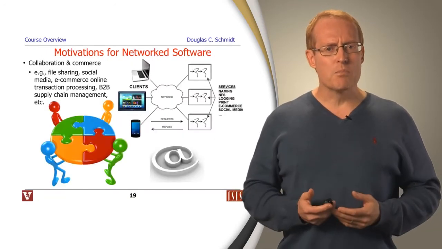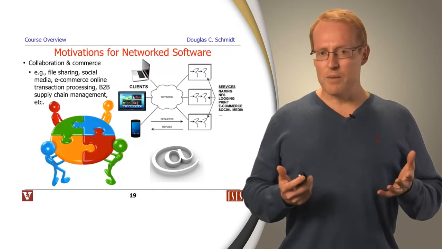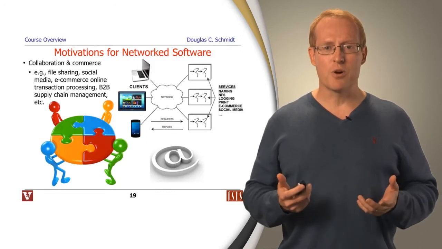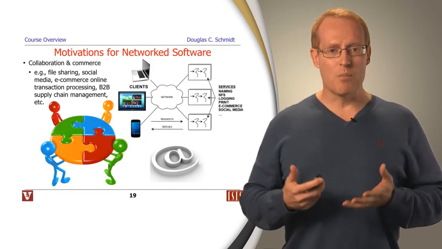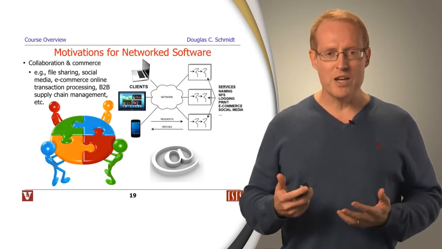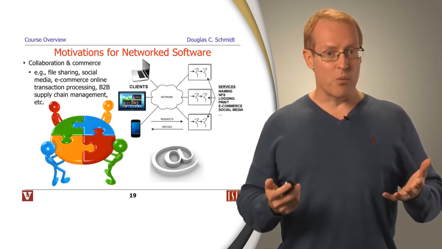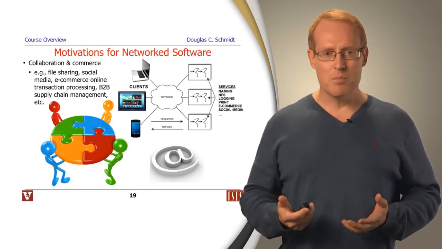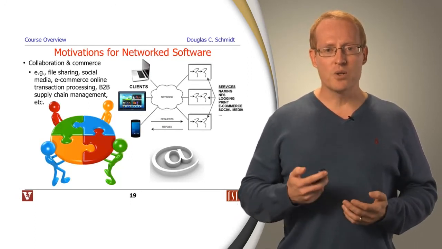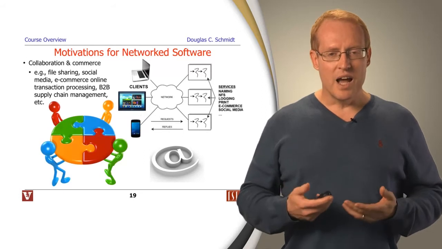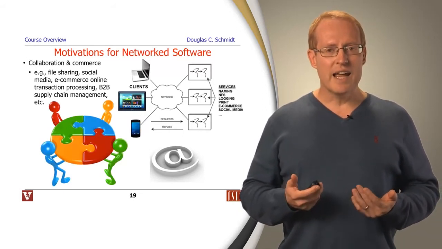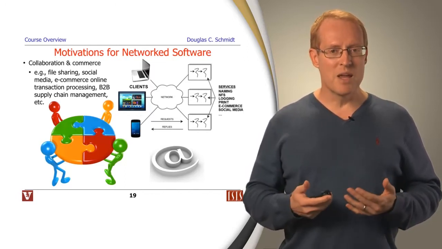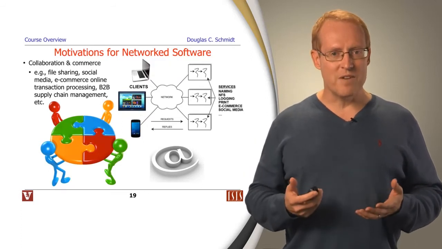Let's now talk about motivations for networked software. One of the main motivations these days for network software has to do with enhancing collaboration and commerce. When I take my laptops or my phone or my desktop and I want to be able to share information between those different devices, I use networked file sharing software to make that easier to do. I communicate and interact with my friends and family by the use of social networking. When I want to go out and buy various books and other interesting things on the internet, I use various types of e-commerce support and online network transaction processing in order to be able to do those purchases in a safe and efficient way.